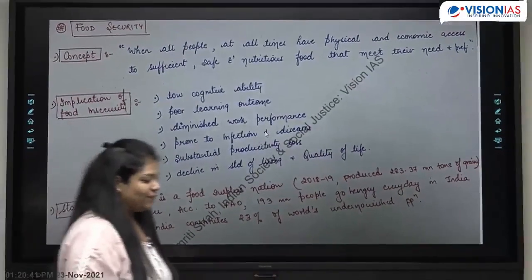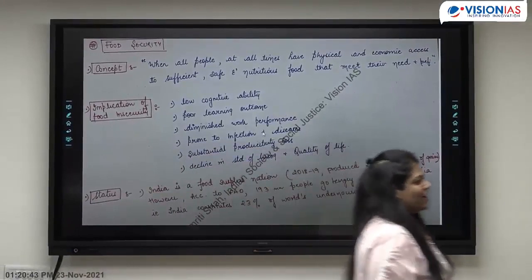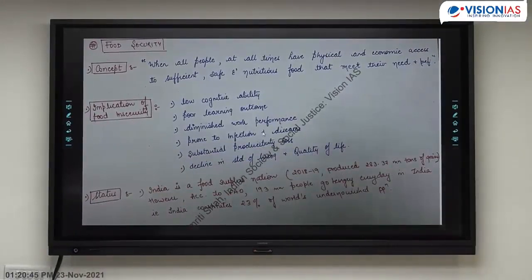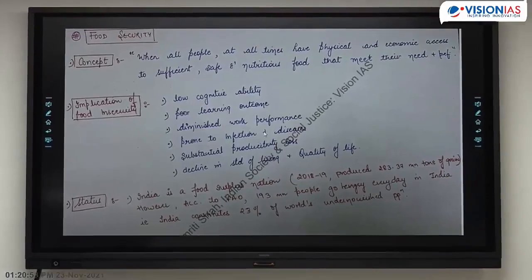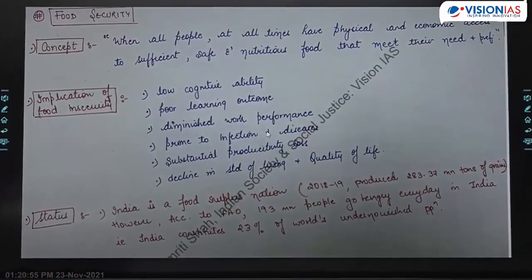So the next topic that we have is a general idea about food security. ठीक है? So you might get a question with respect to food security. So you should know what you mean by food security, right? When people at all times have physical and economic access to sufficient, safe, nutritious food to meet their needs and preferences, that is known as food security. Now, what are the implications if we fail to ensure food security?